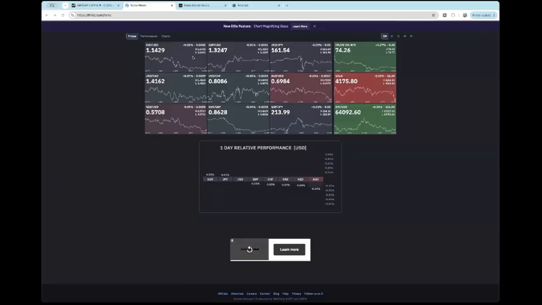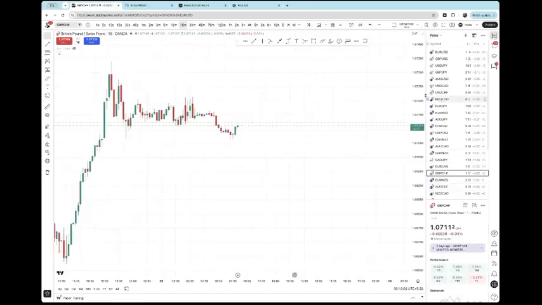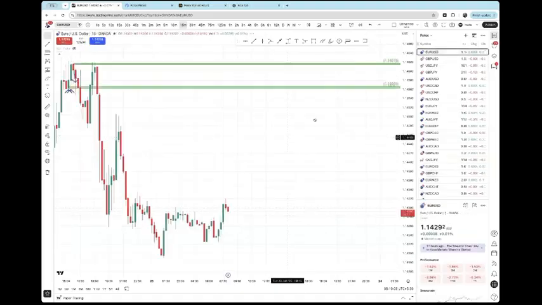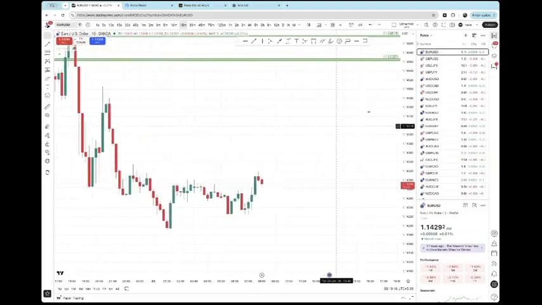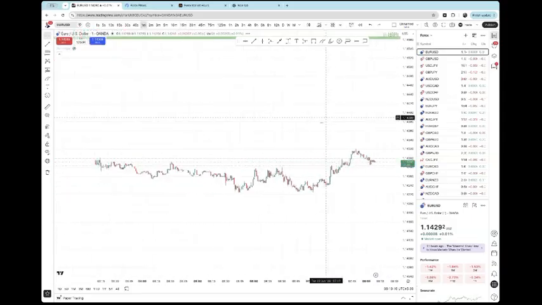For example, this is the chart. We will try a couple of pairs right now. This is my watch list for the forex. This is your chart for Euro AUD. It doesn't matter what kind of trader you are. For me, I don't care what I am trading with.